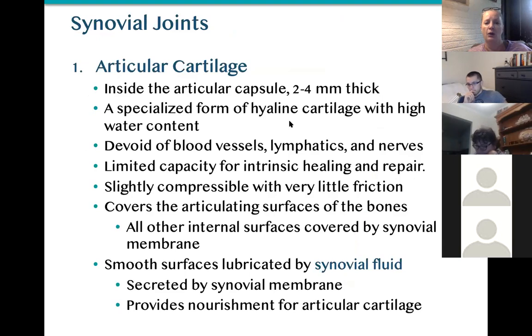Okay, so let's talk about the articular cartilage that's at the end of our bones, of our synovial joints. So inside that articular capsule, you're going to have at the tips of the bones articular cartilage, and it's only about 2 to 4 millimeters thick, probably closer to 4 on you guys, closer to 2 on me. In some of my bones, there's probably next to nothing at all in my hip bones. All right. It's a specialized type of hyaline cartilage that's going to have a lot of water content.